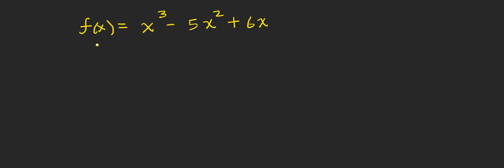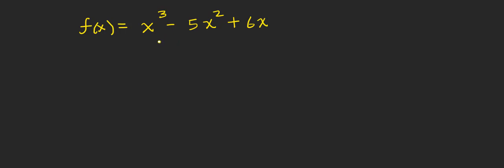In this video, we're going to talk about zeros of a polynomial function. So you have a polynomial, x cubed minus 5x squared plus 6x, and they want you to find zeros of this polynomial function. Now, another word for zeros is x-intercept. So when they ask you to find zeros of a function, it means find x-intercepts of a function.